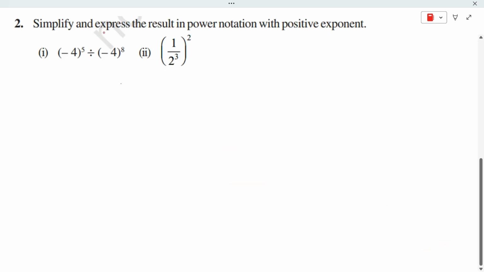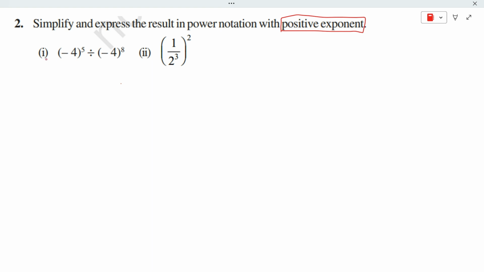Question number 2. Simplify and express the result in power notation with positive exponent. So remember, after simplifying, you need to express the answer in power form. That is, the power should be a positive power. So first, when you are going to solve any sum, read the question twice or thrice to understand what is expected in the question paper.